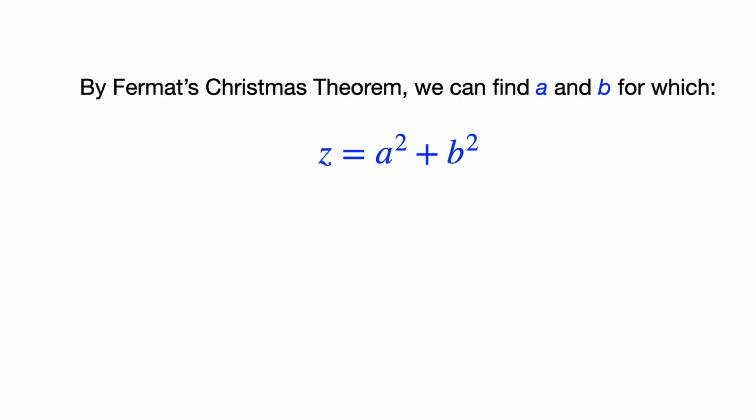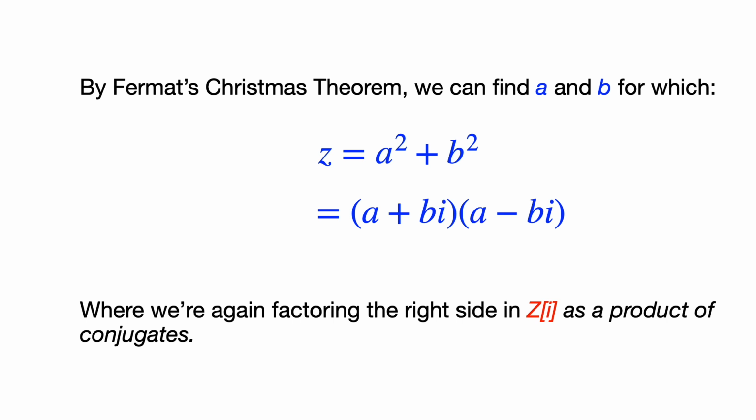So by Fermat's Christmas theorem, we can always find an a and b for which z is equal to a squared plus b squared. We're once again factoring a squared plus b squared in Z adjoin i as a product of conjugates, a plus bi times a minus bi.